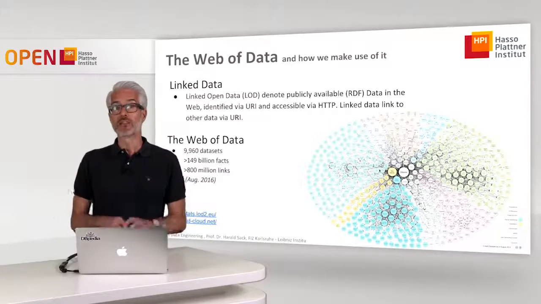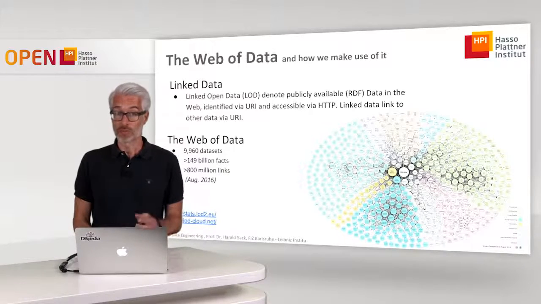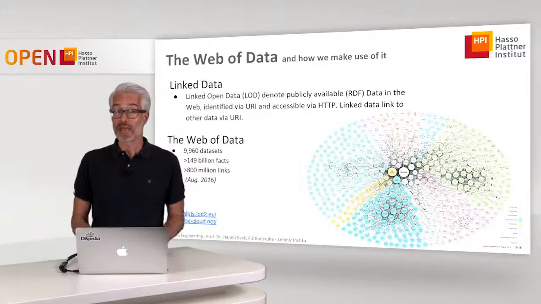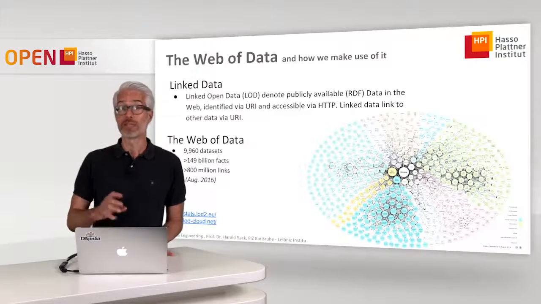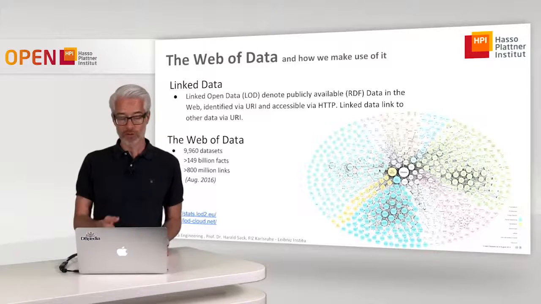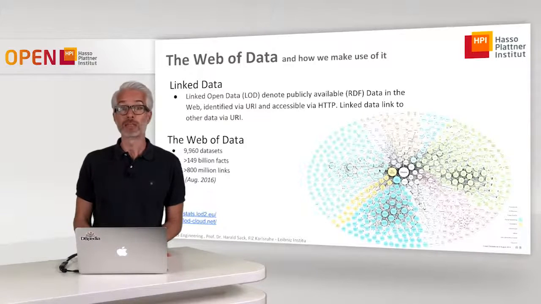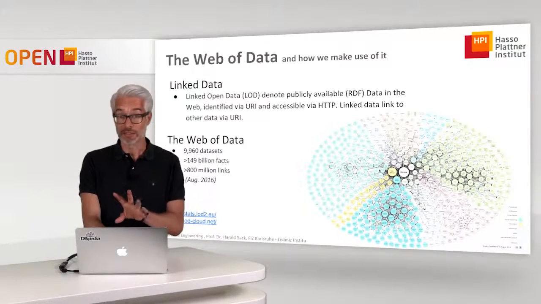Overall, there is a huge set of data sets, almost 10,000 data sets up to date, with almost 150 billion facts and with about 800 million links between them. So this is really, really huge. And if you use one of these links that I have provided here on the slide, you can get a short glance and a look at the current state of the web of data of linked open data. So just have a look at that to get an idea of the current state of the web of data. Okay, how do we get there?